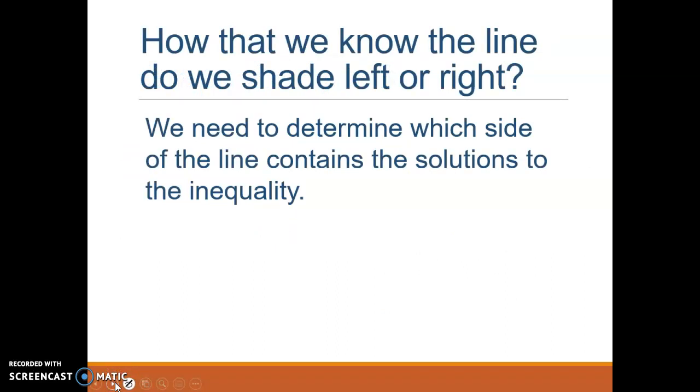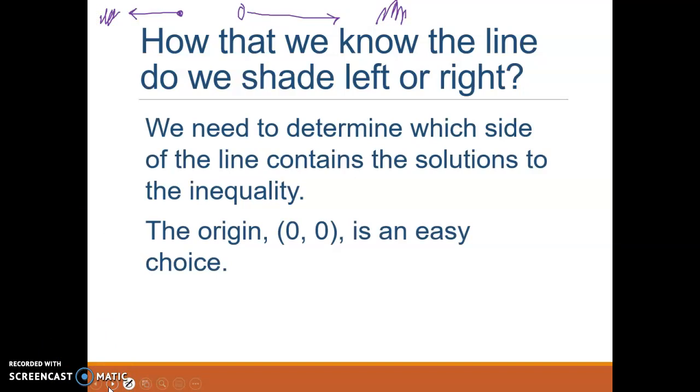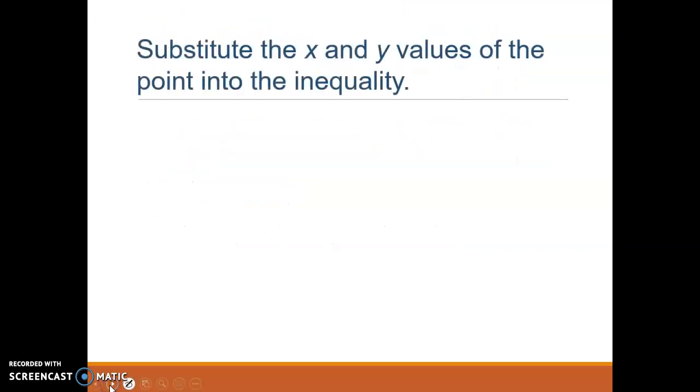We also need to determine which way we need to shade. If you remember when we were graphing just inequalities, we had a line going to the left or a line going to the right. Here we're going to shade to the left of the line or to the right of the line. So we also need to determine which way to shade. And there's a couple of different ways that you can do that. Picking a random point and seeing if it works in the solution is one way to go about it, and 0, 0 is an easy choice.